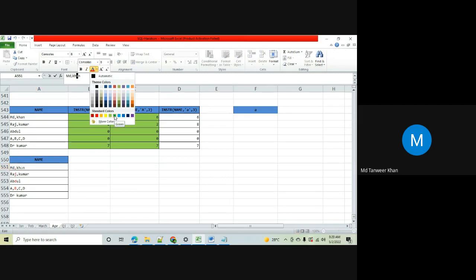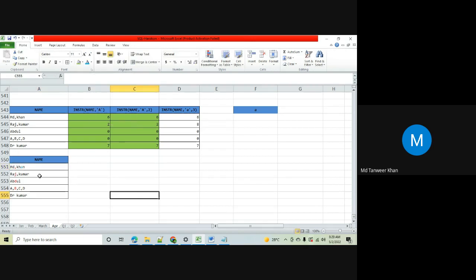Now, this is a. What is the position of this a? M is 1, D is 2, comma is 3, K is 4, H is 5, A is 6. It is 6 here. Now come to Rajkumar. After J, where is A? Will you consider this A or this A? Which one will you take?